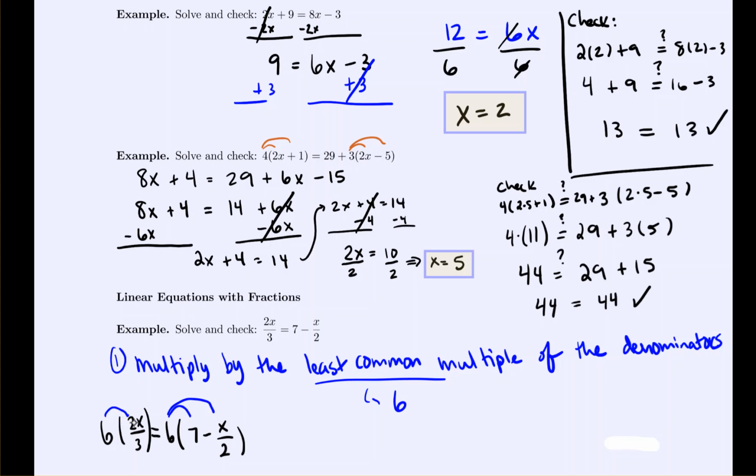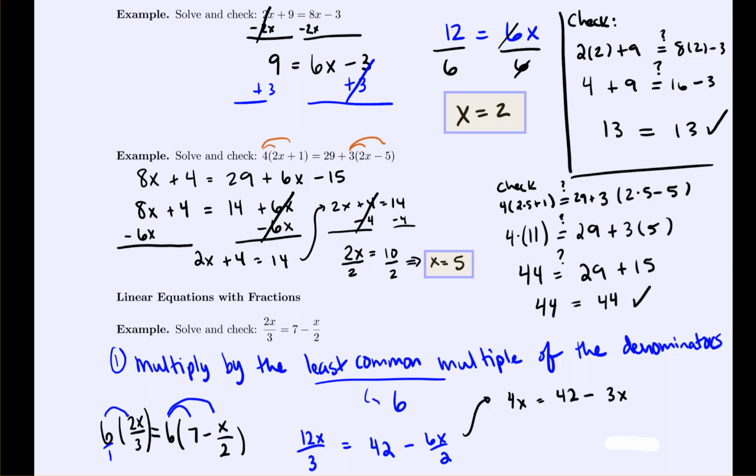Now 6 times 2x divided by 3, the way you're going to visualize this is 6 is the same as 6 over 1. Multiplying fractions, 6 times 2x would give us a 12x. 1 times 3 keeps us at 3. Now 6 times 7 is 42, minus 6x over 2. Both of these can be simplified. It still looks like we have a fraction, but if you type 12 divided by 3 in your calculator, you would get exactly 4. So that's really 4x equals 42 minus 6 divided by 2, which is 3x.